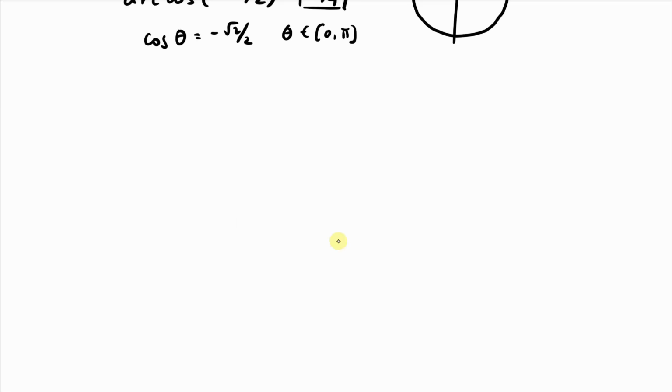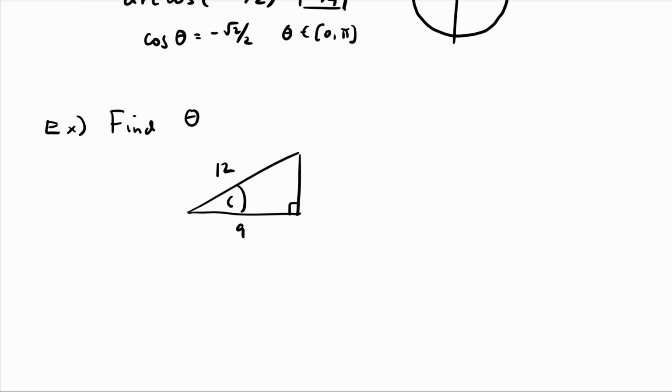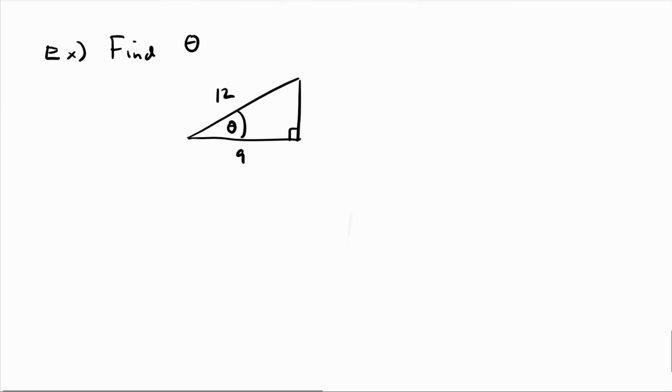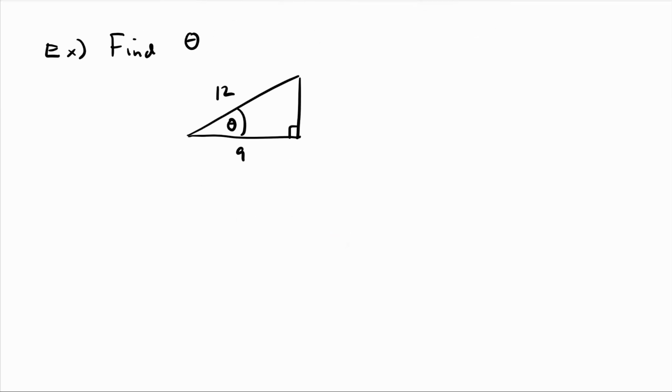So now we're going to look at an example. We're going to find theta in a right triangle, where this side is 12, this is 9, and this angle is theta. First, establish a relationship between the sides of the triangle that are given to you. So 12 and 9: one is the adjacent side of the angle, 12 is the hypotenuse, so adjacent, hypotenuse, cosine. Cosine of theta is adjacent over hypotenuse.